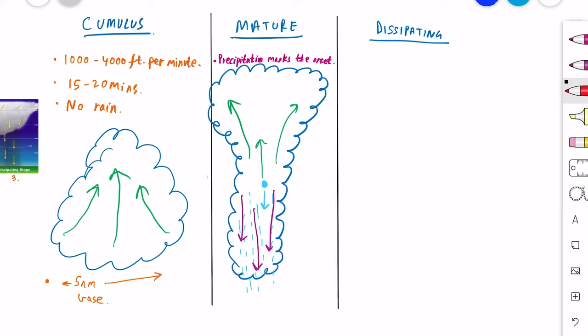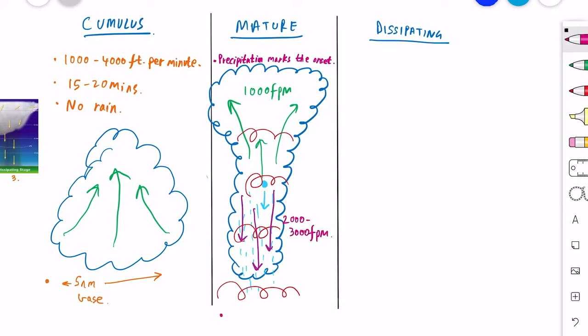Now, since both updrafts and downdrafts are present, a lot of turbulence is experienced inside and below the cloud. Formation of hail also takes place. And this is the most dangerous stage because we can experience microbursts, lightning, icing, and roll clouds in the mature stage. We'll talk about all this in a while. Here the updrafts are around 1000 feet per minute and the downdrafts are 2 to 3000 feet per minute. This stage usually lasts for 20 to 30 minutes.